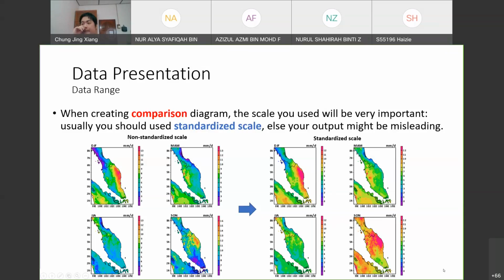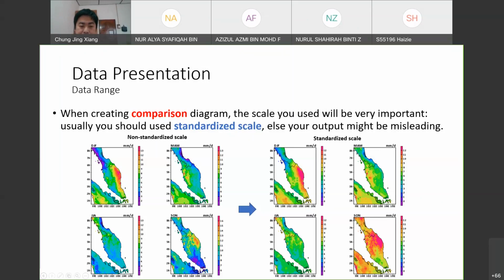So remember, when you are doing a diagram for comparison, let's say you are plotting 4 or 5 or 12 different months of something, let's say sea surface temperature, or even anything, use a standardized scale. Use a standardized scale if you want to do comparison, because if you don't, some signal might be hidden and it might give you a very wrong conclusion, just like this example.